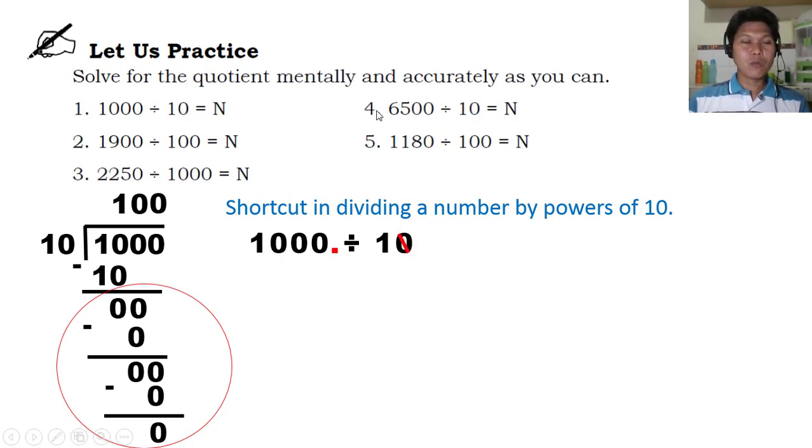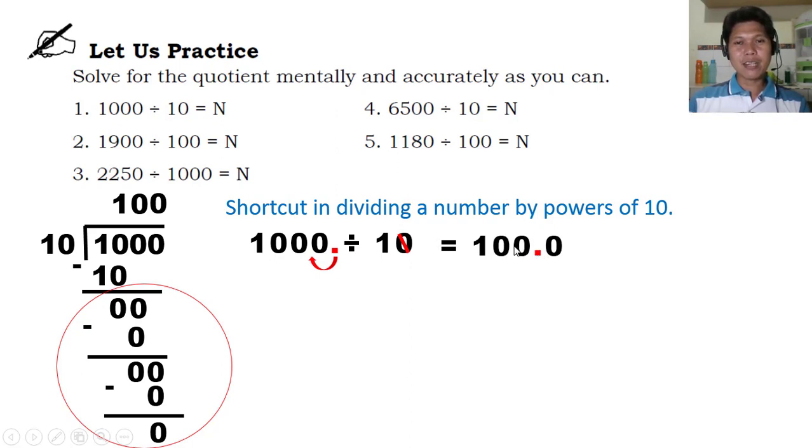Next step is i-move natin 'tong decimal na 'to papunta sa left side, papasok dito sa higher place values. Kung ilang zeros yung na-count natin dito sa divisor. So, since mayroong 1 lang na 0, then we are going to move this decimal point here. So, malilipat na 'to dito. Okay? Sa gitna ng dalawang zeros. So, kung isusulat natin, magiging ganito.